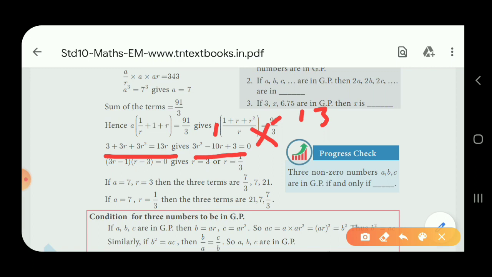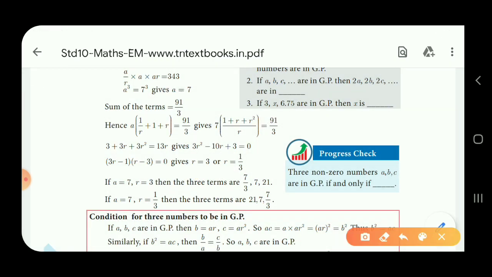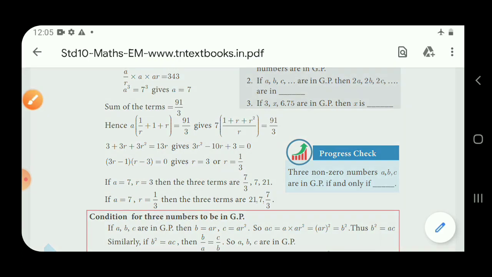Now factorizing, you get (3r − 1)(r − 1)... so r = 3 and r = 1/3. If a = 7 and r = 3, the three consecutive terms formula a/r, a, ar can be applied: 7/3, 7 and 21. Using a = 7 and r = 3, you get the three terms 7/3, 7 and 21. So these are the three terms.